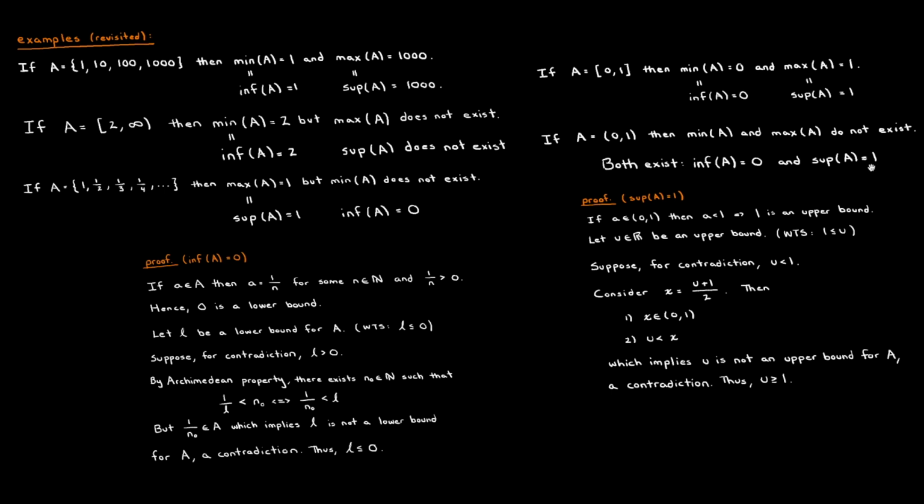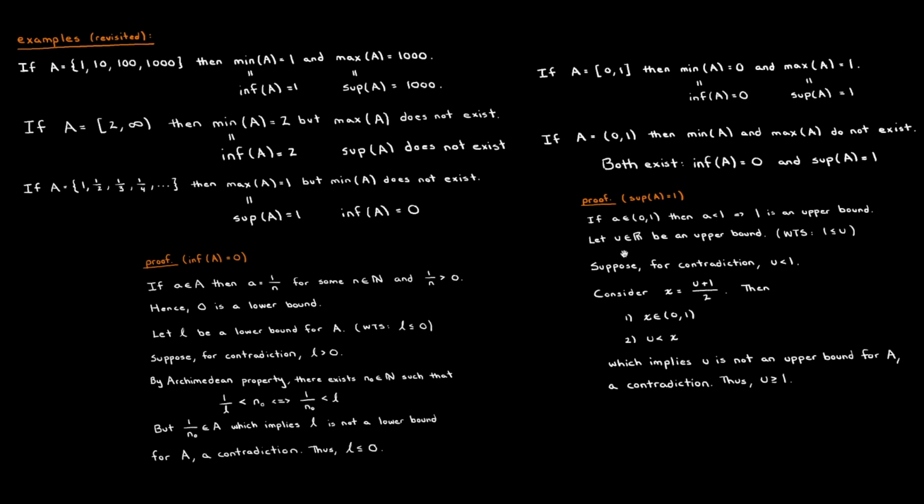Let's begin by showing that 1 is indeed an upper bound for A. So if a is some element of my interval from 0 to 1, well then it must be the case that a is less than 1. And so from which we get that 1 is an upper bound, because what we have shown is that for any arbitrary element of this interval, 1 is greater than or equal to a.